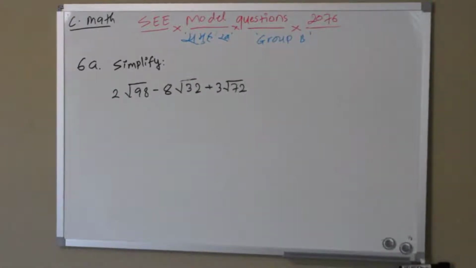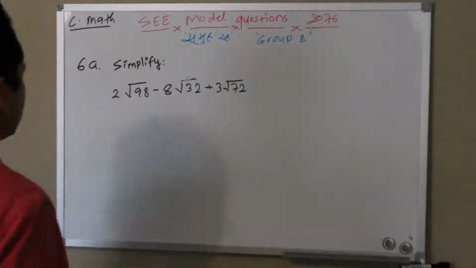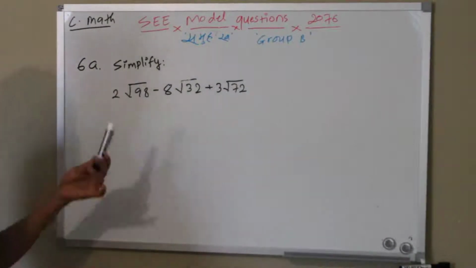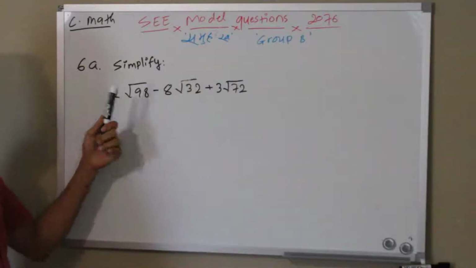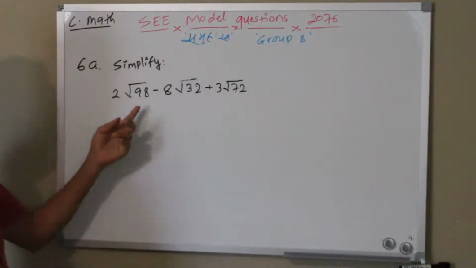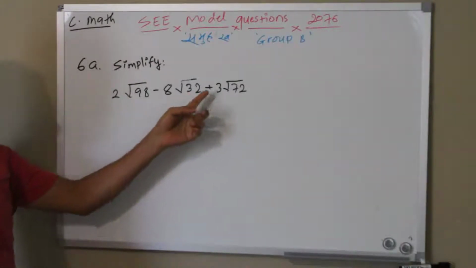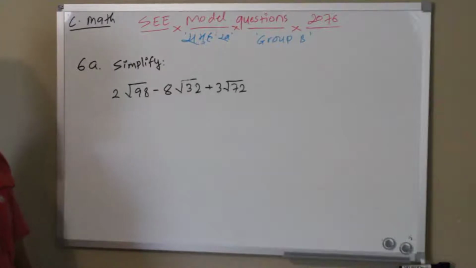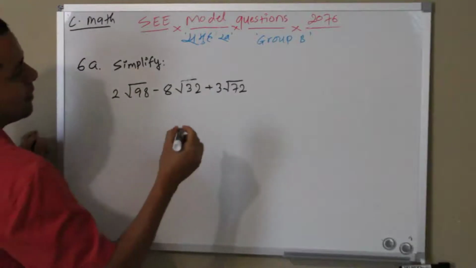Now we are in question number 6a. This is from algebra. Let's simplify this, right? So how do we simplify first? We have a radical sign given, right? So convert that radical sign into the smallest form. How can we do that?